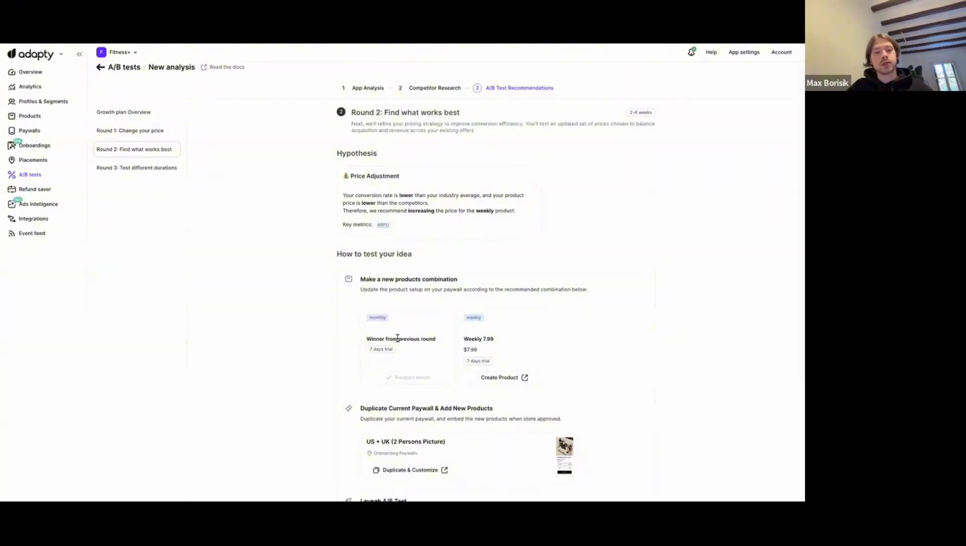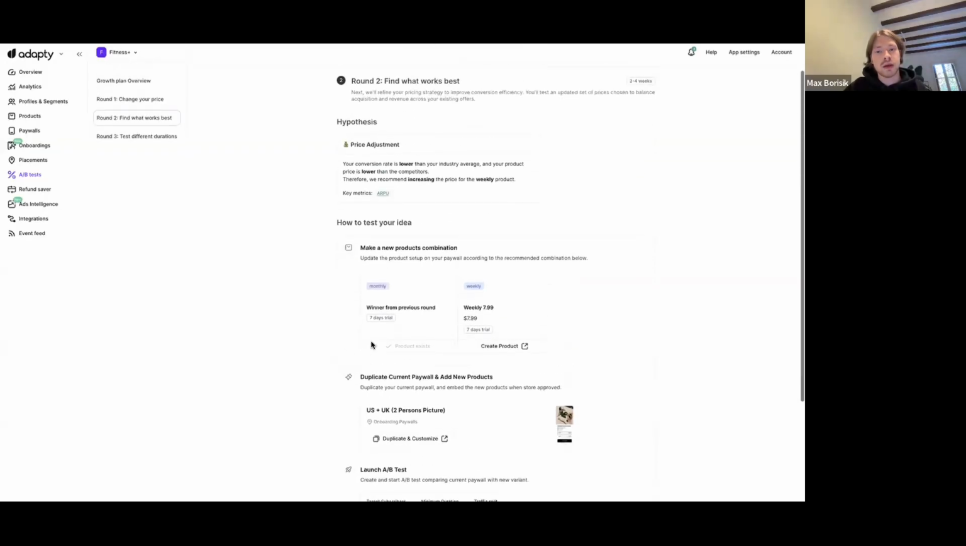And you just use the price from the previous round and set up a new A/B test with the same process, right? Again, you just duplicate your paywall, you set up a new price, and you compare it with the winner of round 1 with this new price. And thus you try to understand which is better. And the process is pretty streamlined, going the same.